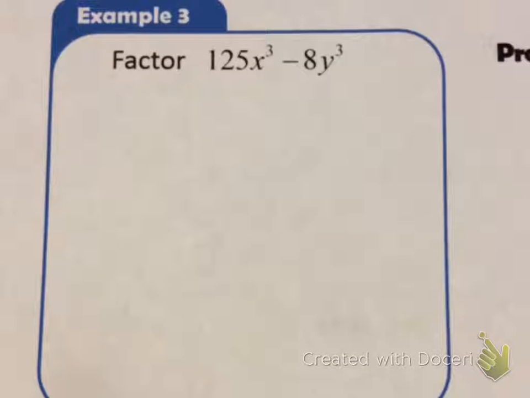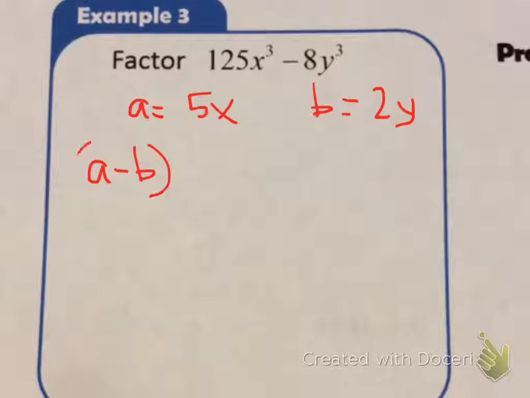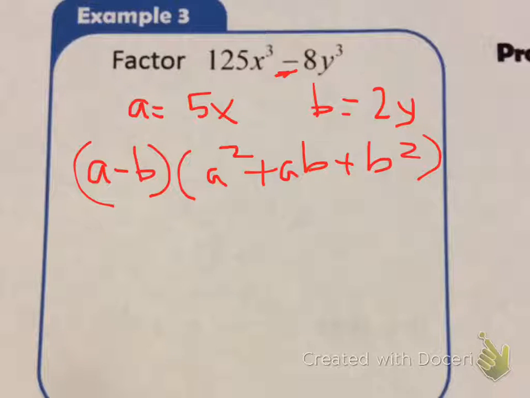We're getting done here, but we have a couple more examples. Still identify your a and your b. Your a in this case would be 5x because it's the cube root of 125x cubed. Your b would be 2y because it's the cube root of 8y cubed. We're still plugging it into our formula. The minus sign's coming first in this one because our sign up here was minus. We'd still have a squared plus ab plus b squared, and we're just going to sub it in.